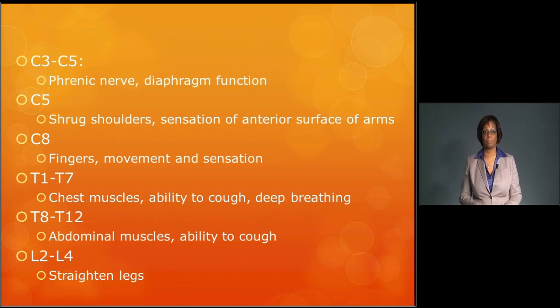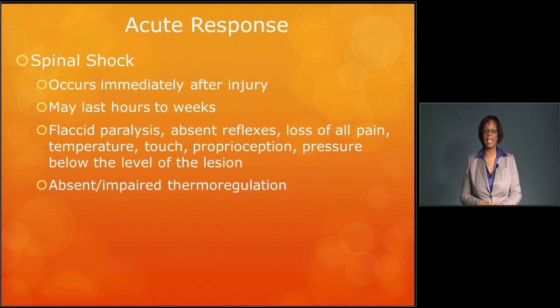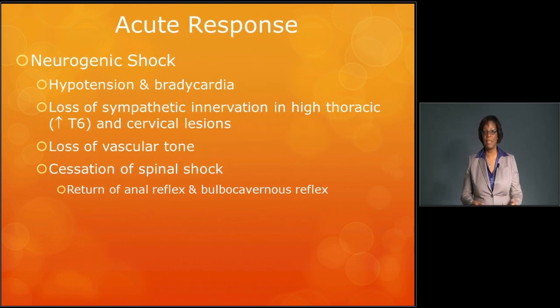All right, we see an acute response after spinal injury, and that is referred to as spinal shock. It occurs immediately after the injury, and it can last for hours up to weeks. Basically, the patient is going to present with paralysis, decrease or loss of reflexes, alterations in temperature, touch, proprioception, pain, and pressure sensation below the level of the injury. They may also have absent or impaired thermoregulation, and that is considered spinal shock. It is a phenomenon seen immediately after.